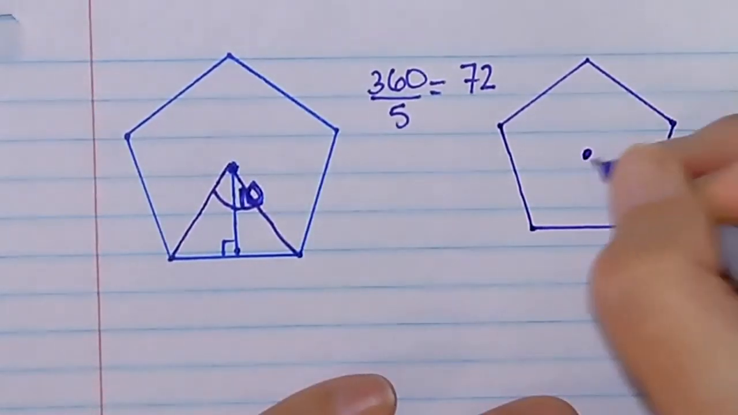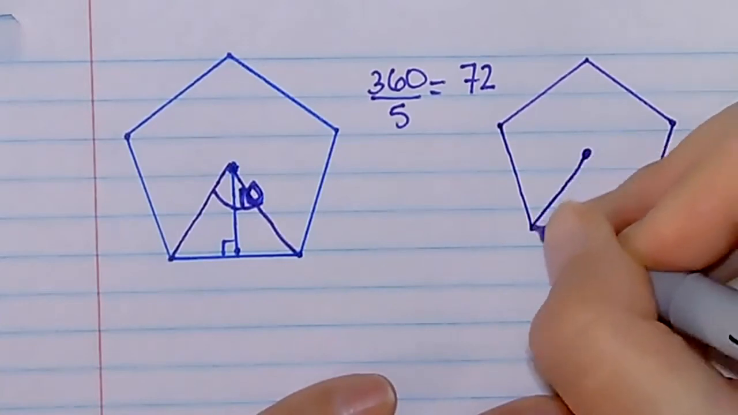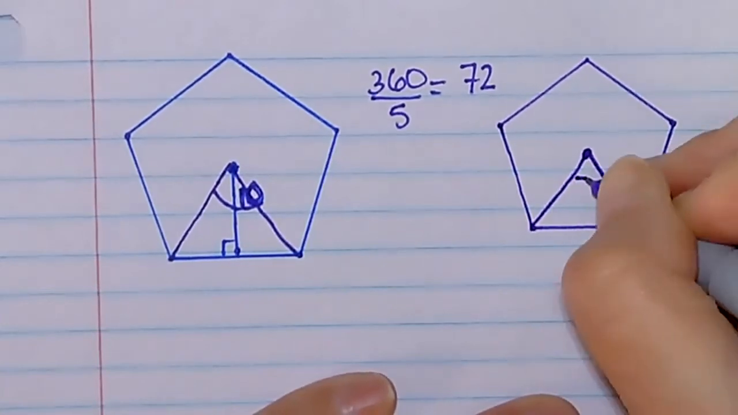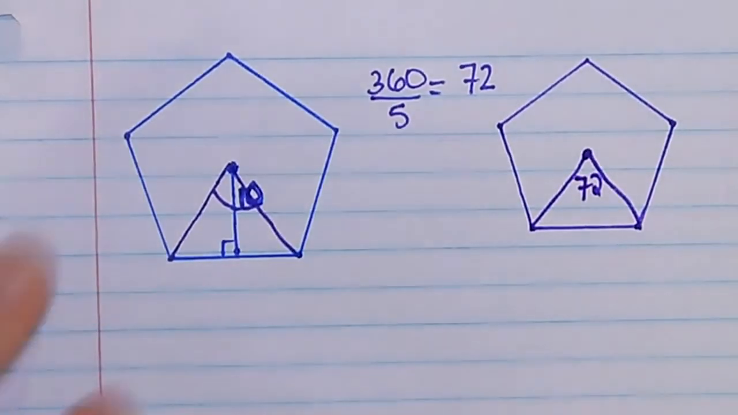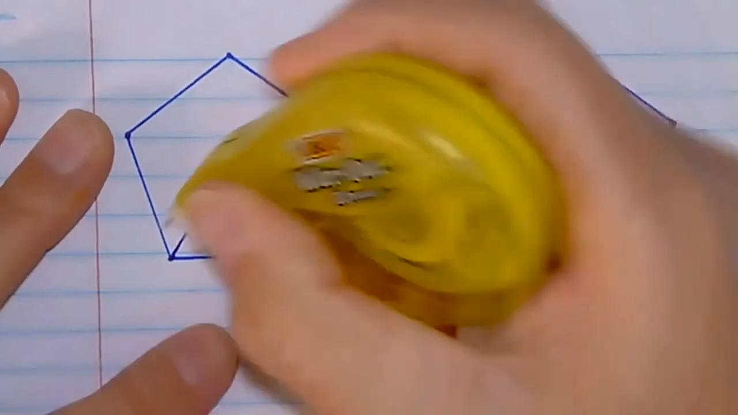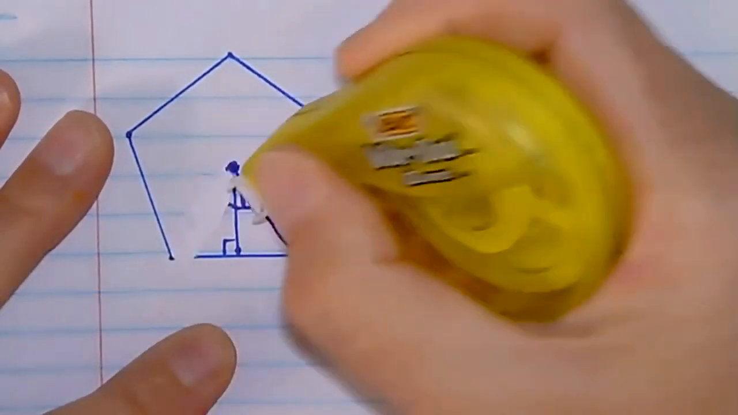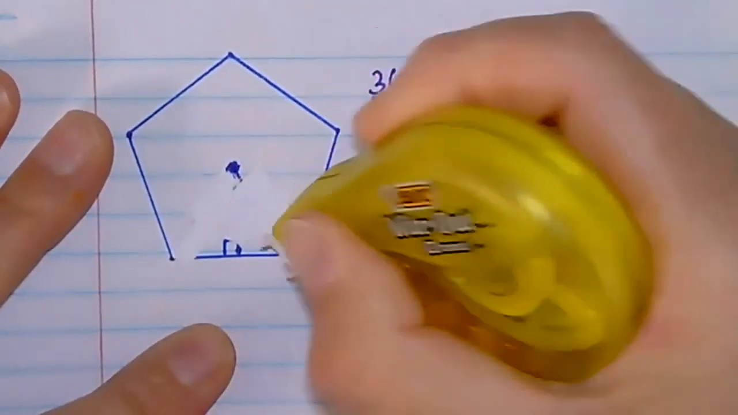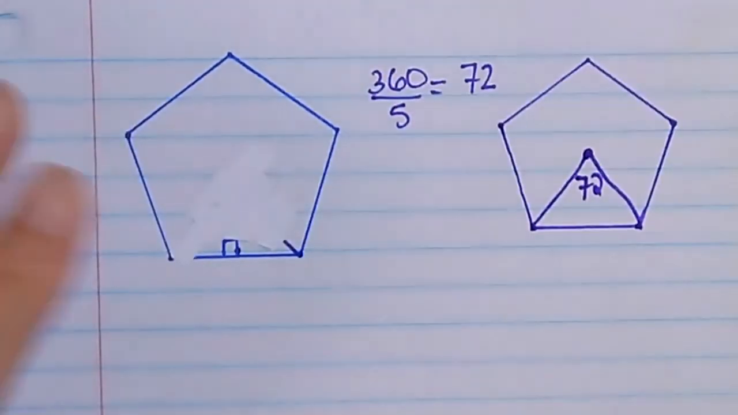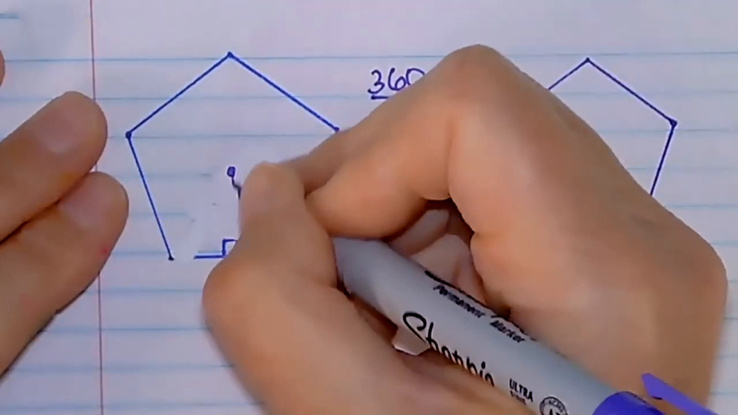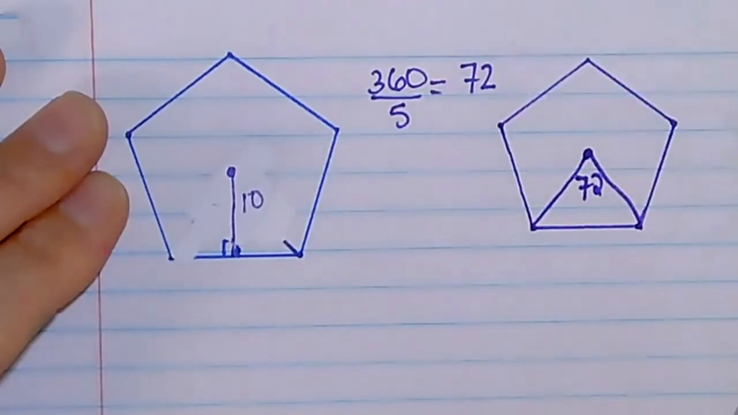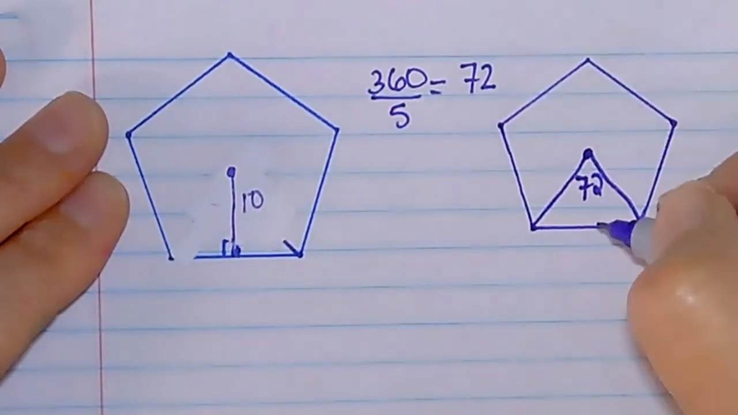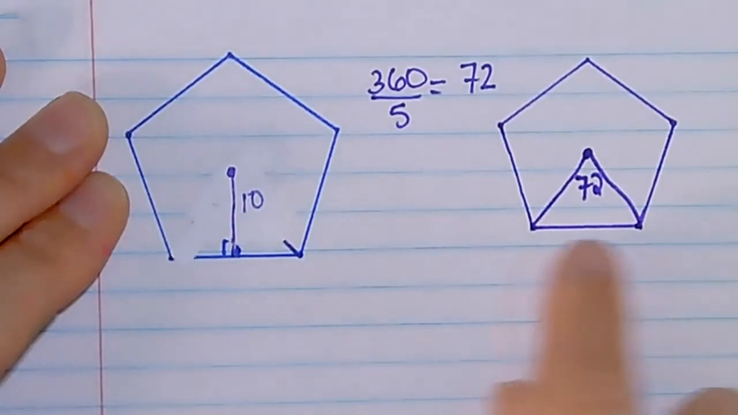So again, when I'm drawing this, this is going to be 72. Okay. Now the part I knew, let me get rid of this part so we just see this one more time. The part I knew was the apothem, which was from my center down, and I was saying that that was 10. Okay. So I know the height of this is 10. I need to find the base of it.